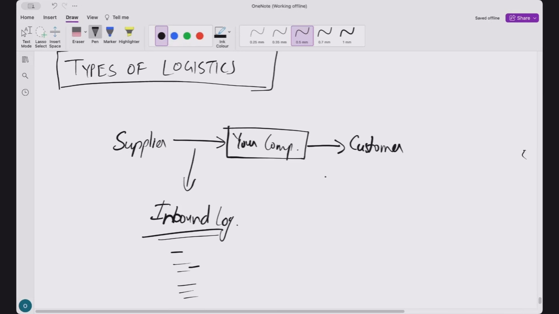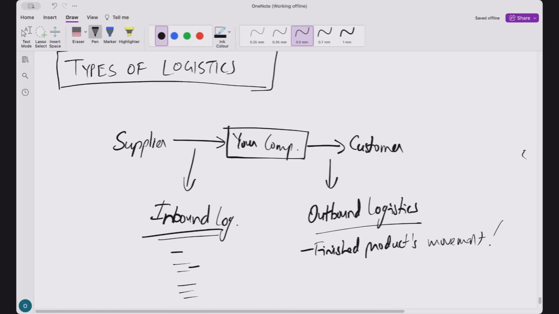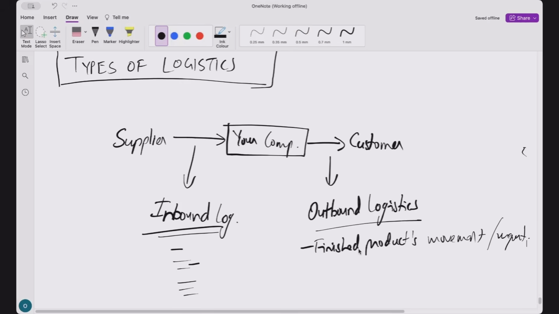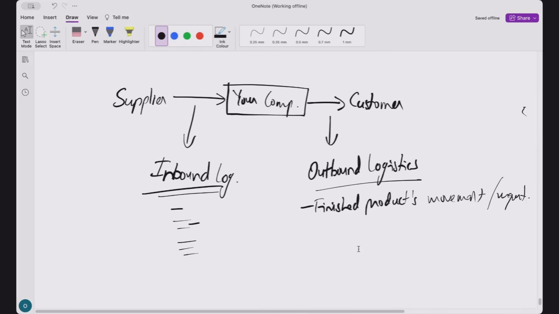Then we have another type called outbound logistics. It is the movement and management of finished products from your organization to the customer. So what are the activities in outbound logistics? Storing finished goods, order processing, order picking and packing, loading for shipment, transportation to the customer or retailer, delivery and proof of delivery, and customer service. These are the activities in outbound logistics.